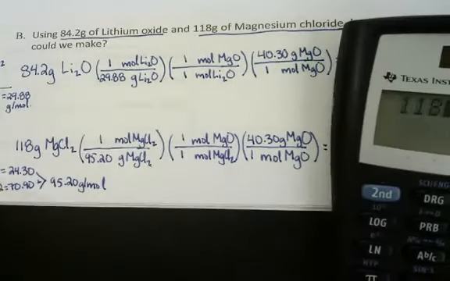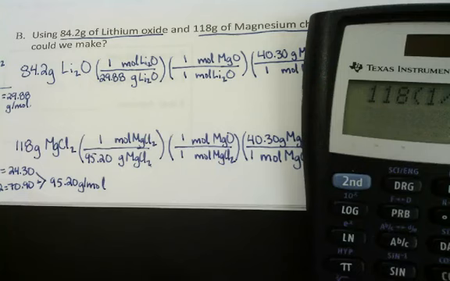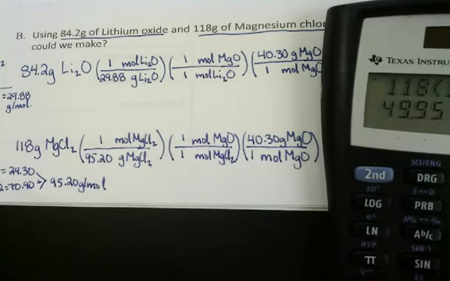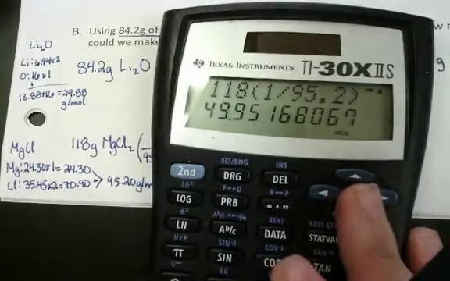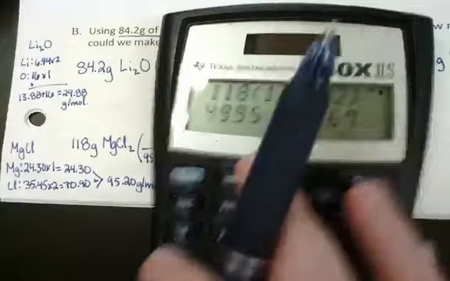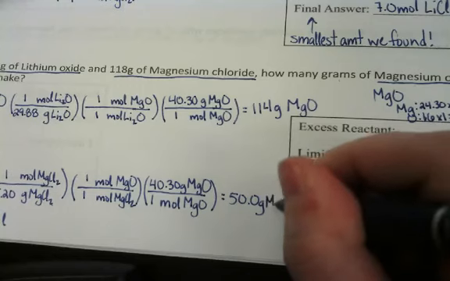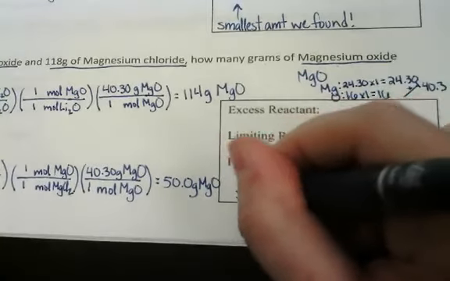And then we can plug it into the calculator. So we'll do 118, parentheses 1 over 95.2, close, parentheses 1 over 1, close, parentheses 40.3 divided by 1, close. So with sig figs, 118 is 3. That means our final answer has to be in 3. So instead of 49.9, this 5 makes us round up. So we're going to have 50.0 grams magnesium oxide.